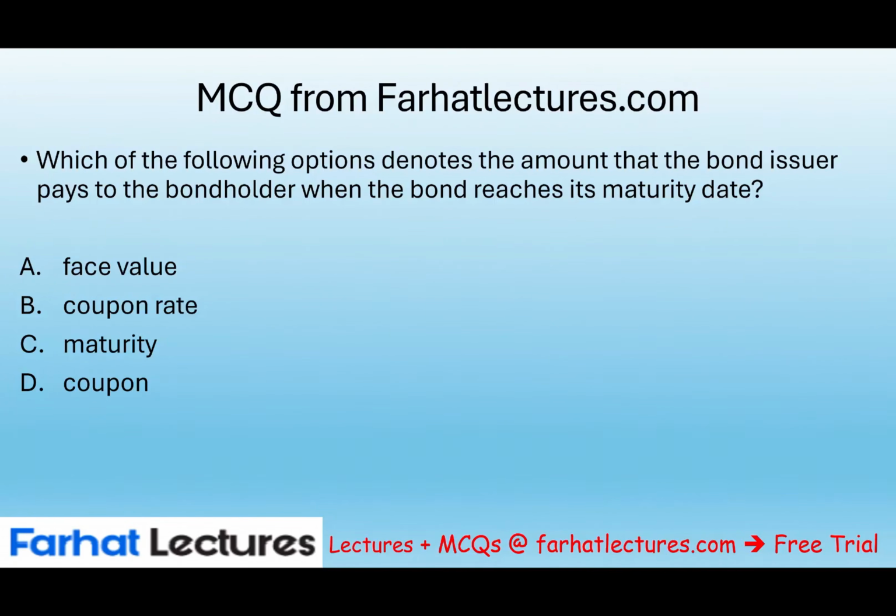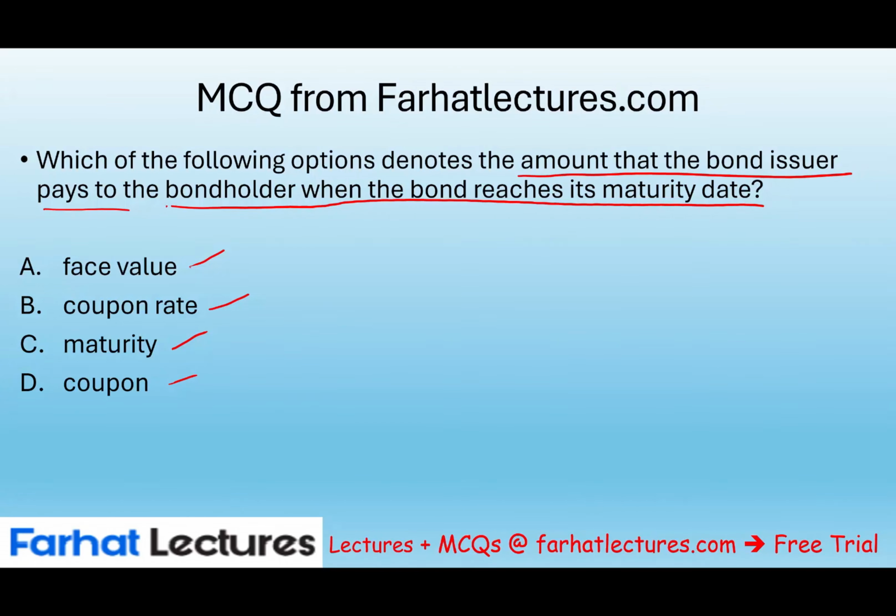Now, let's take a look at this multiple choice question from farhatlectures.com. And this question basically tests your knowledge about the basic terminology of bonds. Which of the following options denotes the amount that a bond issuer pays the bondholder when the bond reaches its maturity? So which term determines when the bond reaches its maturity? Okay, face value, coupon, maturity, or coupon rate. What's the amount the bond issuer pays? What do they pay when the bond reaches maturity?